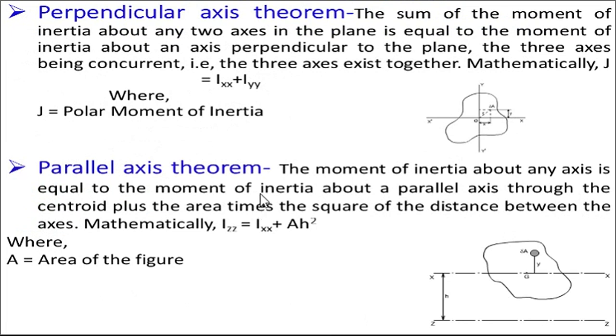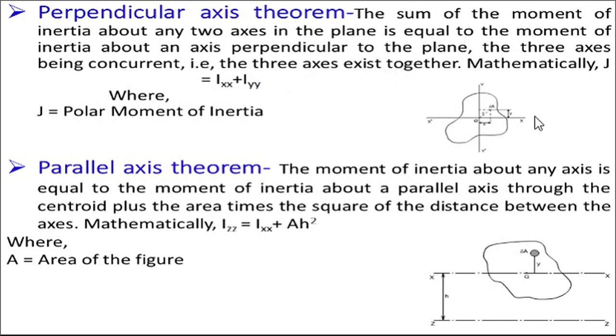Next important term is the perpendicular axis theorem. The sum of moment of inertia about any two axes in the plane is equal to the moment of inertia about an axis perpendicular to the plane, the three axes being concurrent, that is, three axes existing together mathematically.